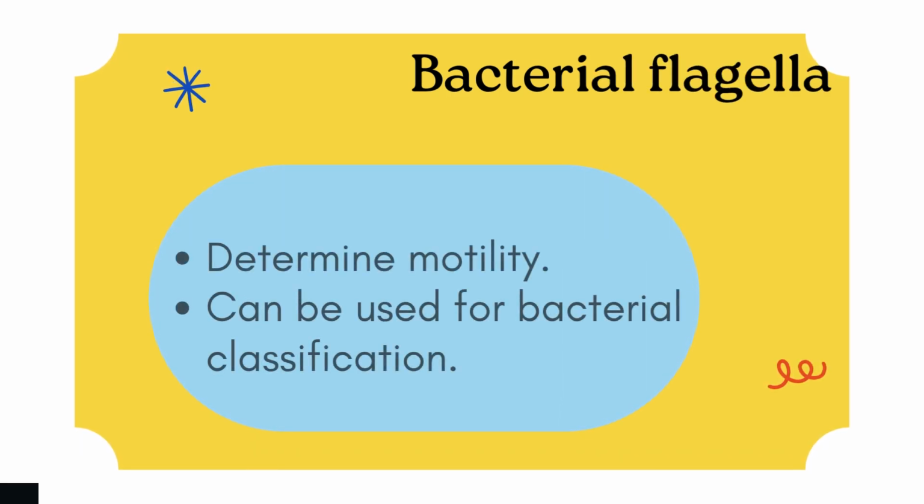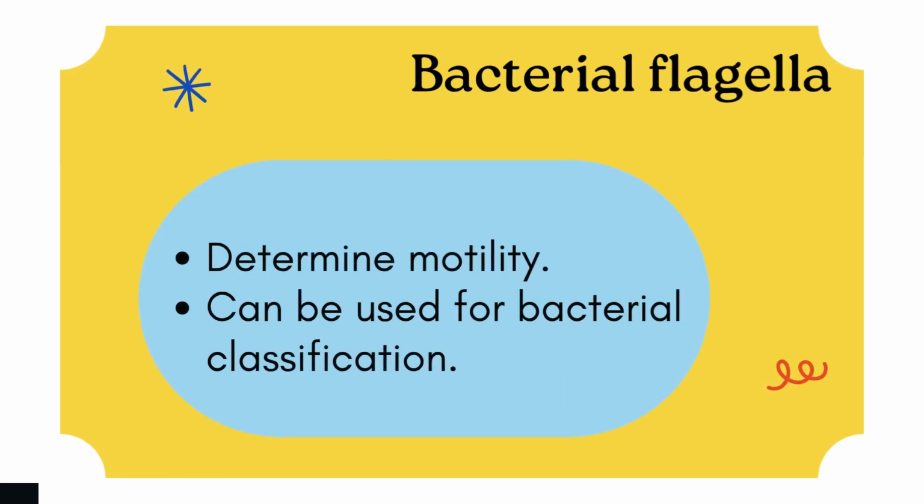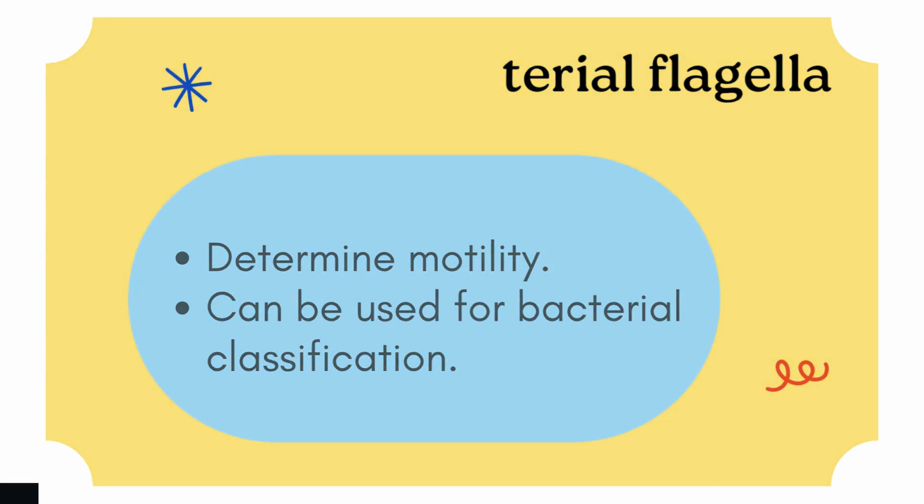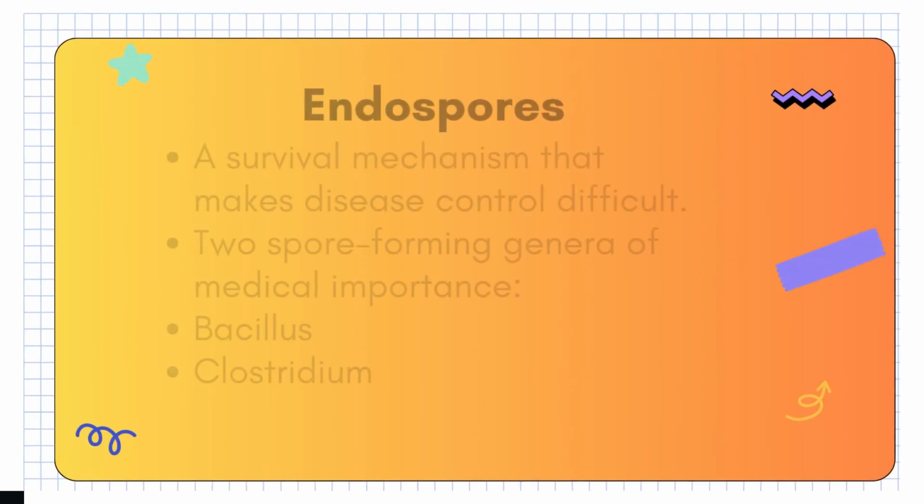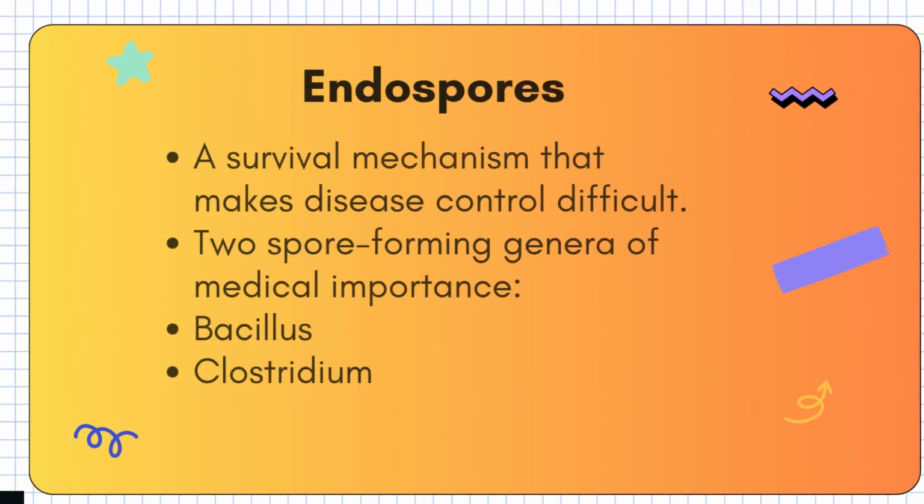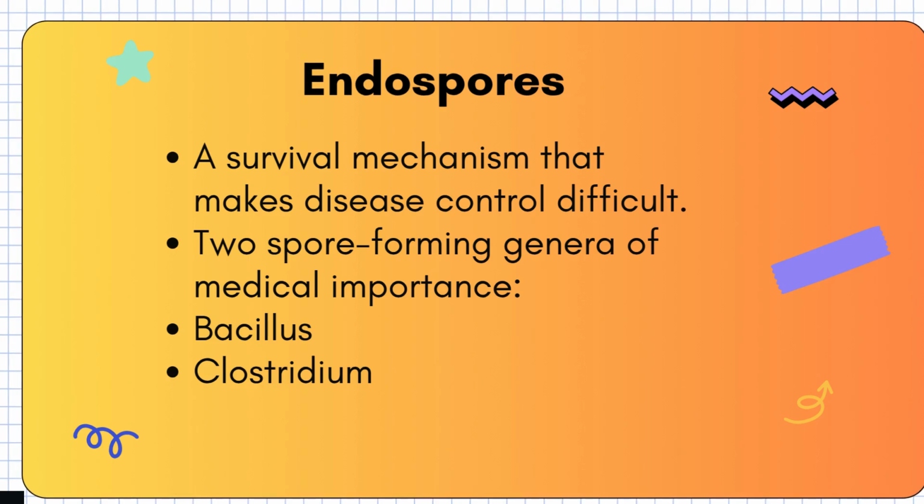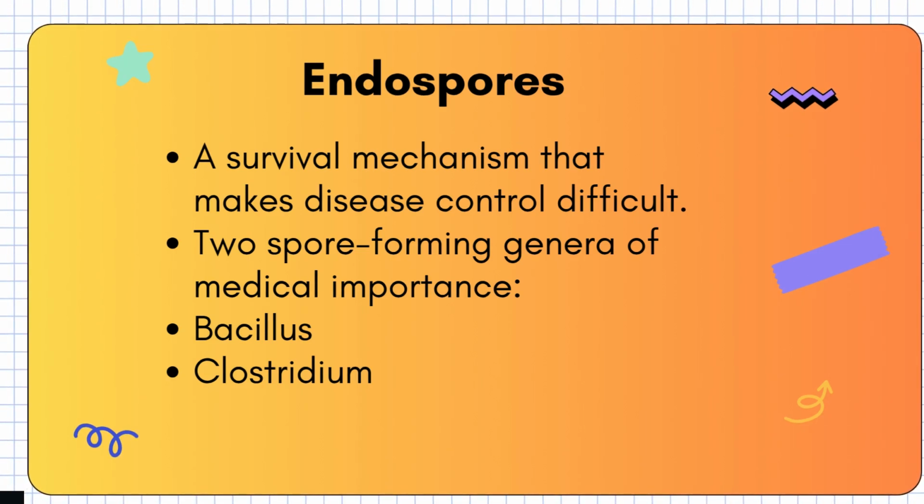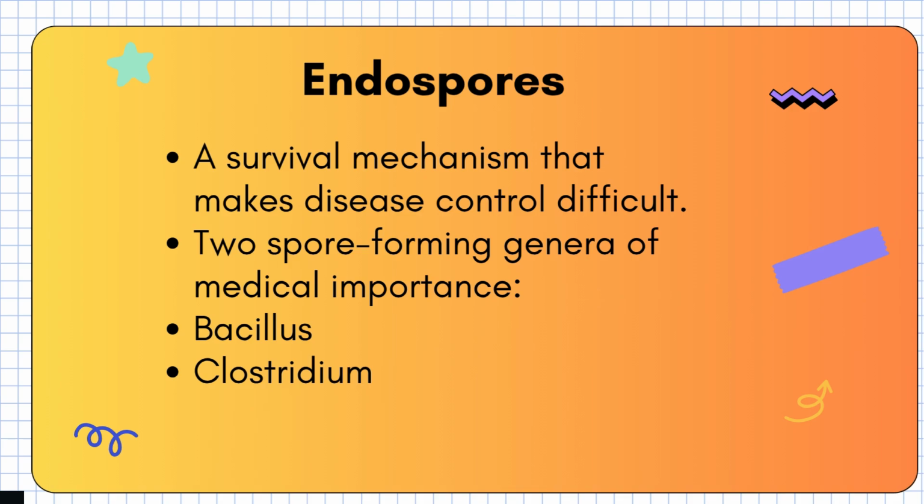Bacterial flagella determine motility and can be used for bacterial classification. Endospores are a survival mechanism that makes disease control difficult. Two spore-forming genera of medical importance are Bacillus and Clostridium.